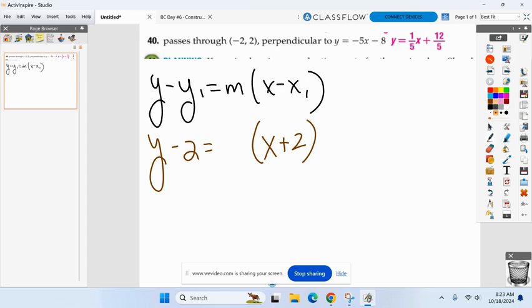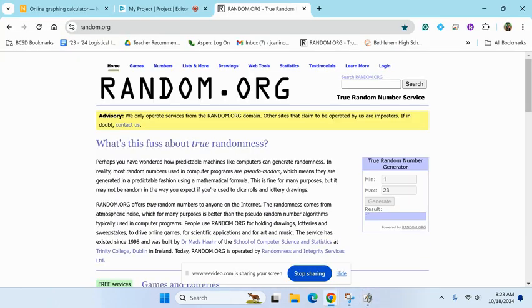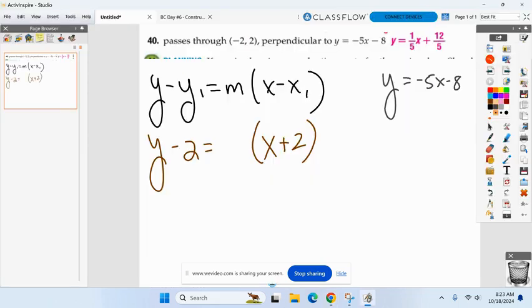Now let's talk about the slope. y equals -5x minus 8. What's the slope of this line? We went over a bunch of these yesterday. Slope of this line right there. Let's try again. Jonathan, what's the slope of this line? -5. Good. So it's -5, but I do not want to plug -5 in here. It did not say the lines were parallel. It says they were perpendicular.